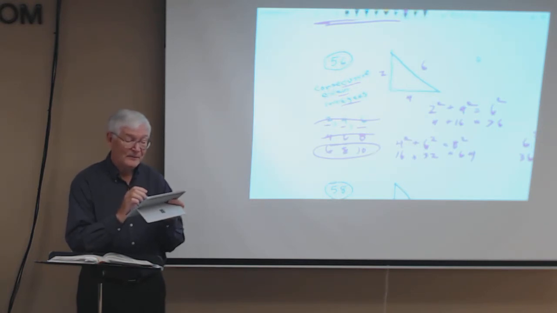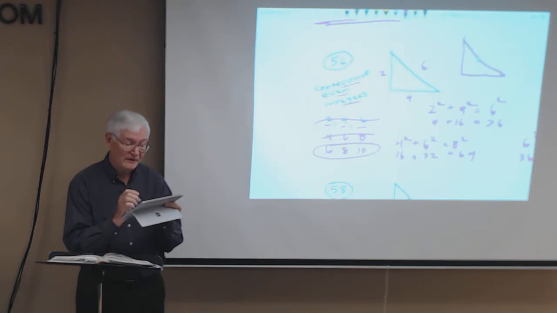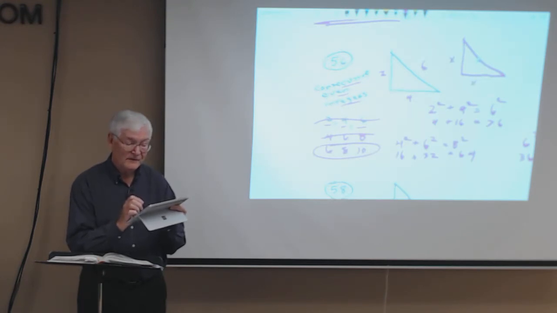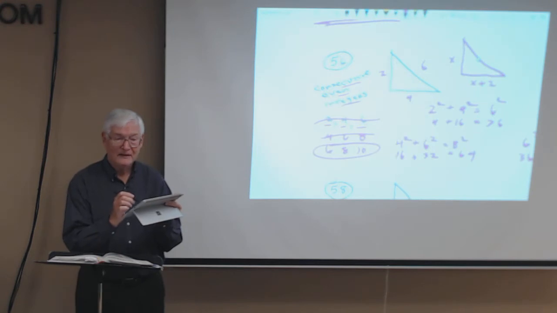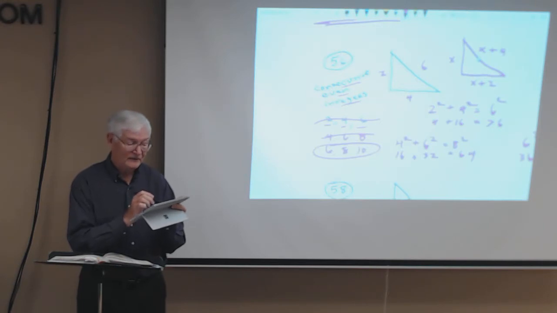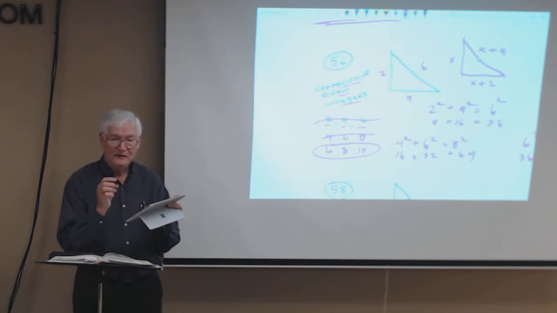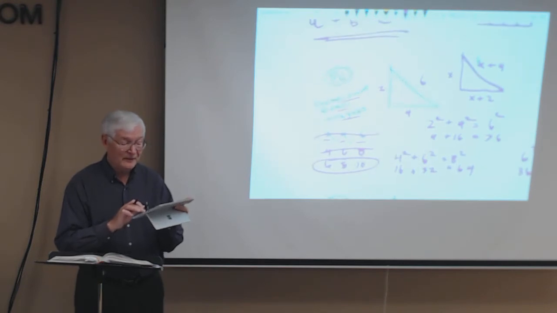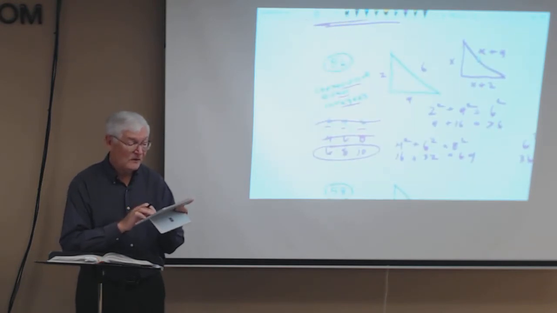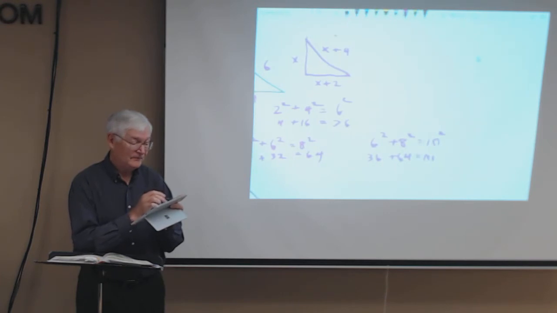Let's put another triangle up here. And let's call this one x. Then the next one would be x plus 2, because it would be 2 more than x, right? And then this one would be x plus 4. See that? Like 2 plus 2 and then 2 plus 4, 4 plus 2 and 4 plus 4, 6 plus 2 and 6 plus 4. So now I can use the Pythagorean theorem, and watch what you can do if you don't like guess and check.